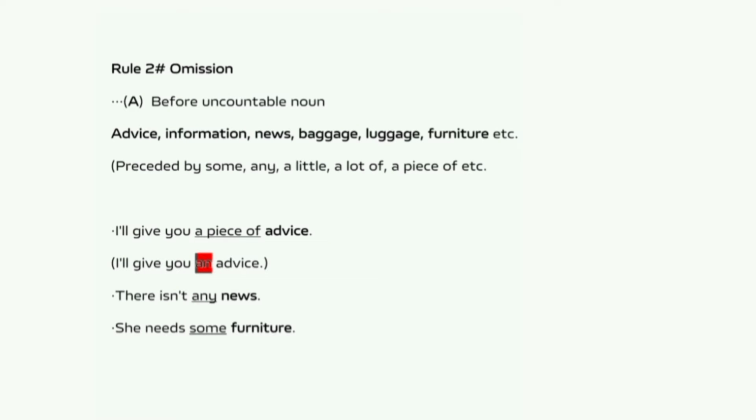Rule number 2: we use zero article before uncountable nouns like advice, information, news, baggage, luggage, furniture and so on. If you want to show their quantity, they are often preceded by some, any, a little, a lot of, a piece of and so on. As in the sentence, I will give you a piece of advice. We cannot say I will give you an advice. And similarly, there isn't any news. And lastly, she needs some furniture.